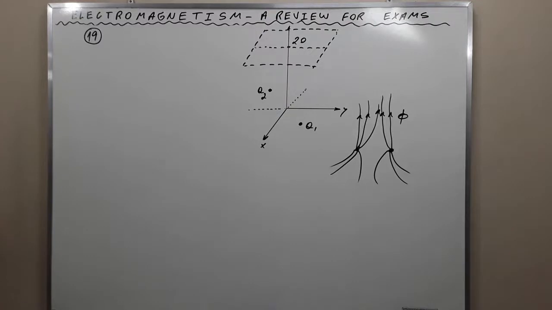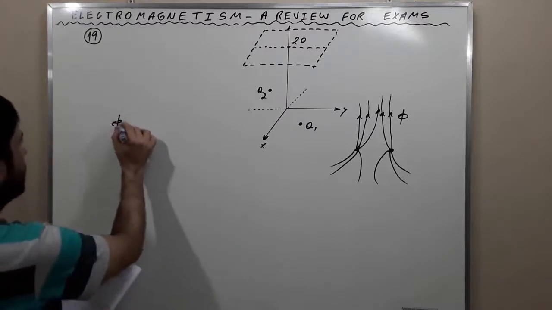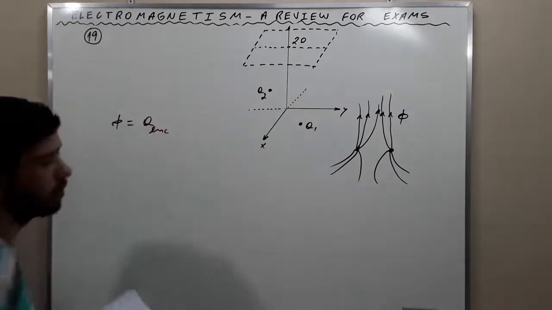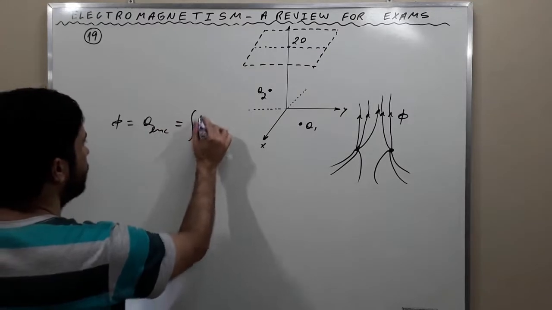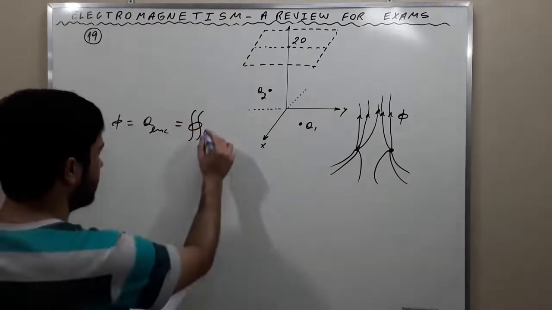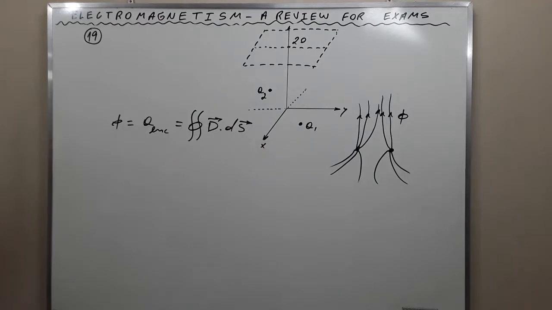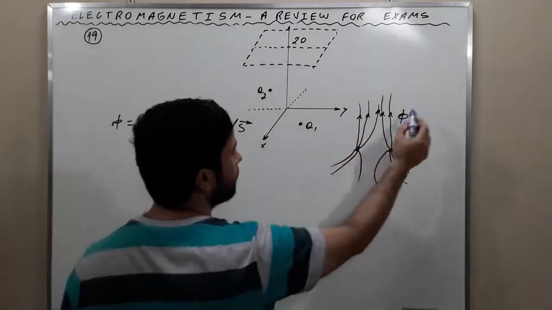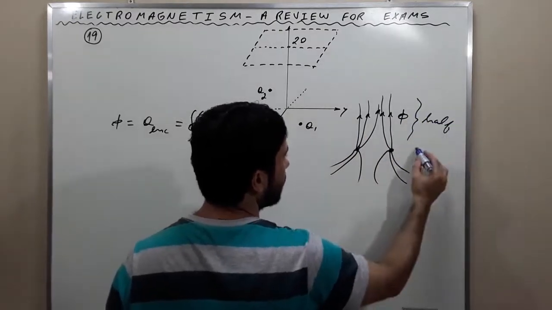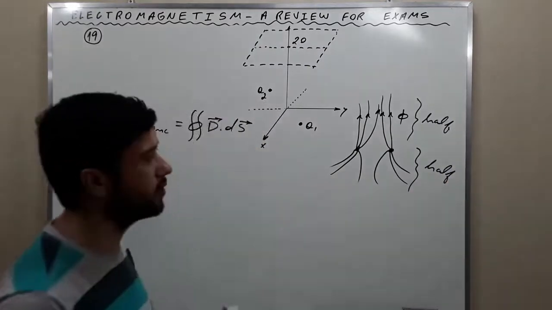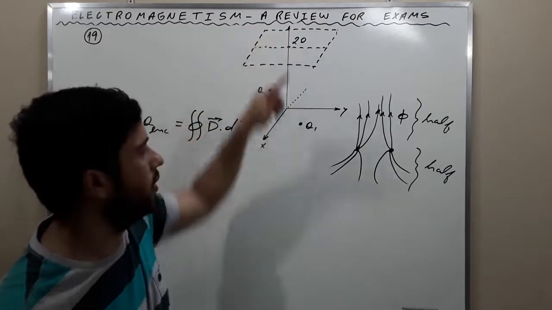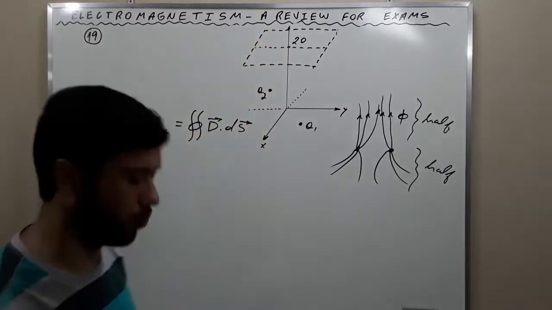Gauss's law states that the total electric flux through any closed surface is equal to the total charge enclosed by that surface. So Gauss's law states that the flux is equal to the enclosed charge, which is equal to the closed surface integral of the flux density with respect to a surface. Half of the flux passes through the z equal to 20 plane, and half of the flux passes through the negative z equal to 20 plane.